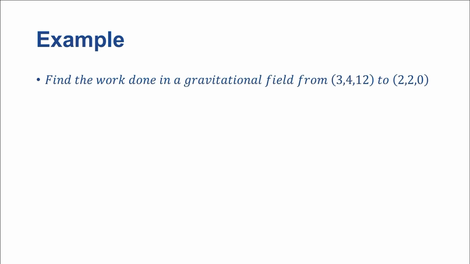We'll check it out. Now, find the work done in a gravitational field from 3,4,12 to 2,2,0. Okay, so what we need to use is the universal law of gravitation for this. So that says that the force is given by negative GMm over the magnitude of r cubed times r direction. Those are all constants. G is the universal constant of gravitation. M is the mass of whatever you're orbiting around, and m is the mass of whatever's moving around. So this is like a unit vector. It tells us the direction of the field. We won't concern ourselves very much with that.